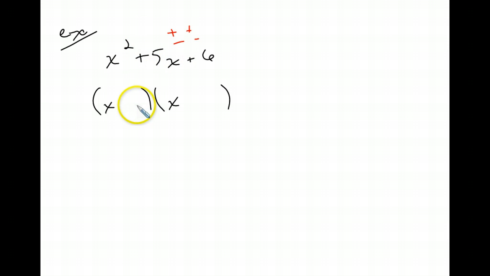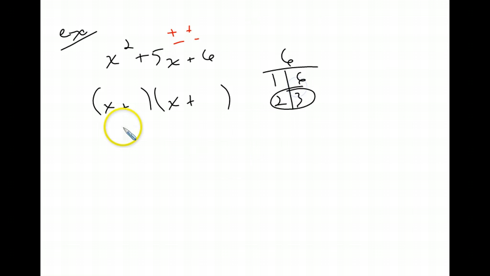But since they add to be a positive, they both must be positive. Now I'm looking for two numbers that multiply to be 6 that add up to be 5. Well, looks like 2 and 3 are my only options, so I'm going to put in a 2 and put in a 3. It does not matter which one goes where. If you multiply it out, it'll work.